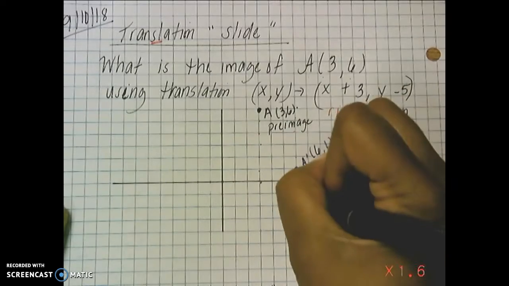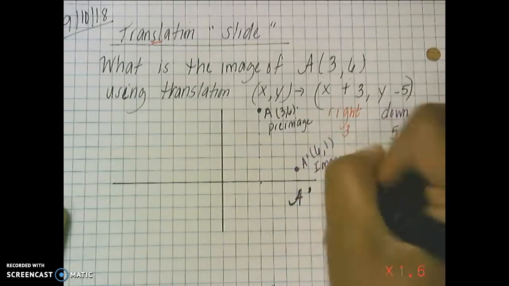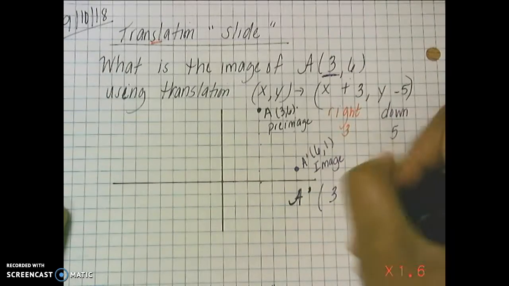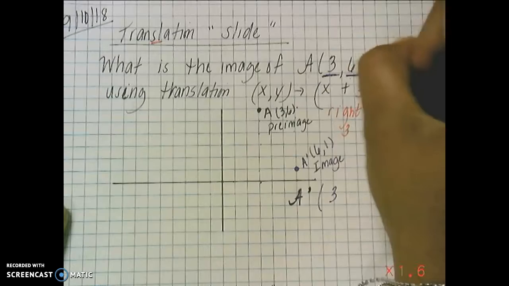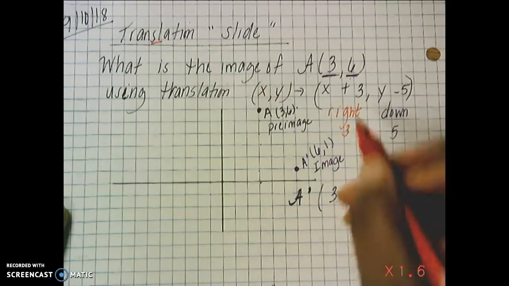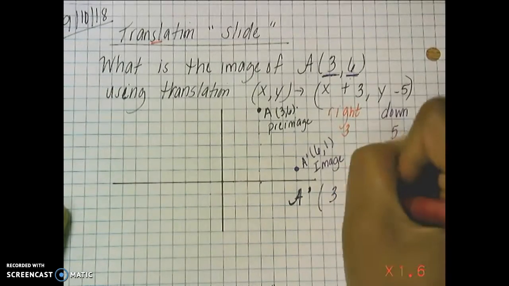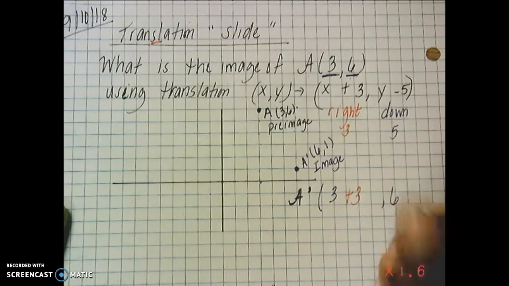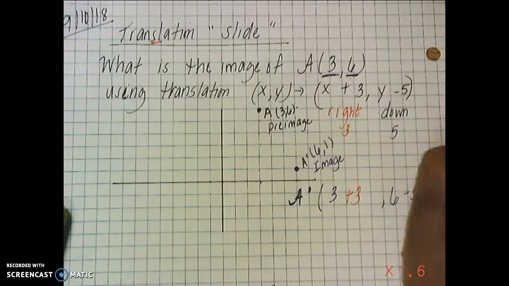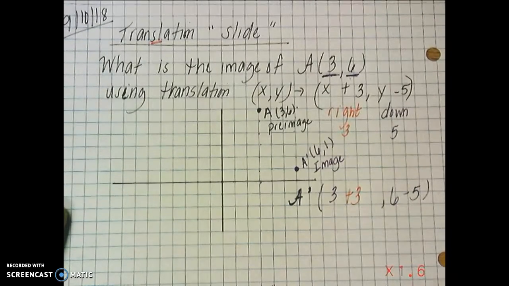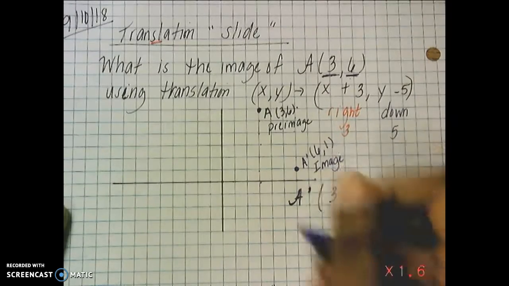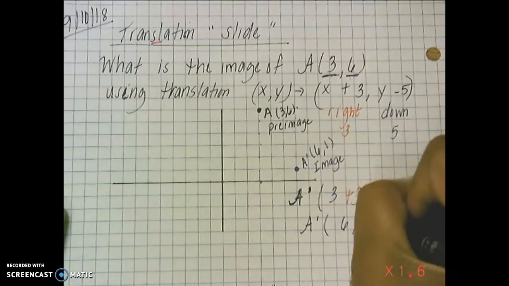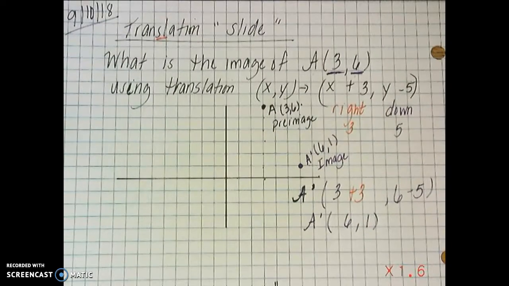Now we're going to figure out where A prime is. Let me switch colors. No matter what, we're starting at 3 for the X value and a 6 for the Y value. So what this tells me, according to my translation rule, is that I need to add 3 to whatever the X is and subtract 5 from whatever the Y value is. So just like we predicted here, A prime is going to be at 6, 1. And that's how you would translate an image.